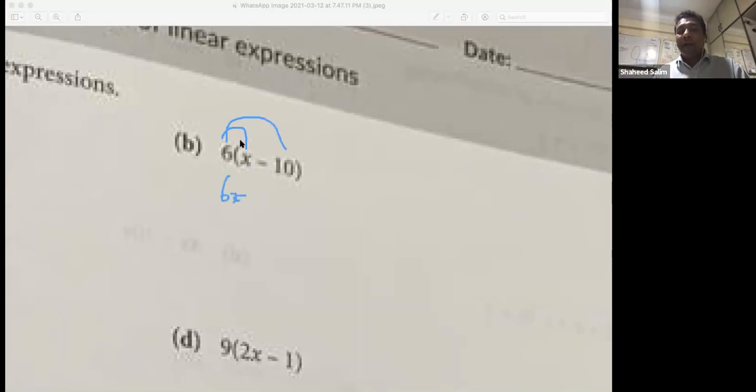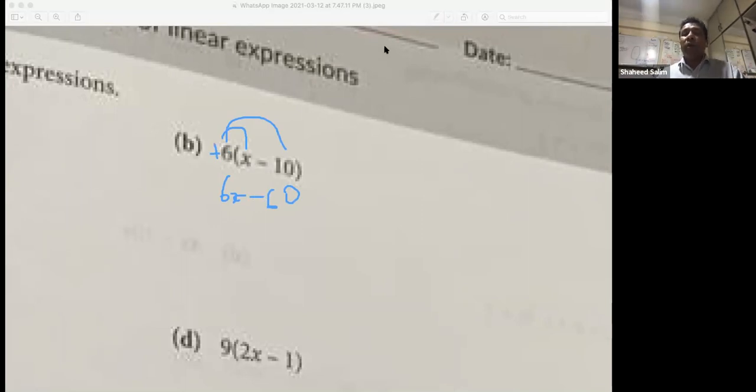Okay, your parent gives something to your brother, it must give to you. Otherwise you say unfair, unfair, unfair. Same thing. You must times 6 times the x. 6 must times the 10. This is plus, this is minus. That's why plus and minus give you minus.